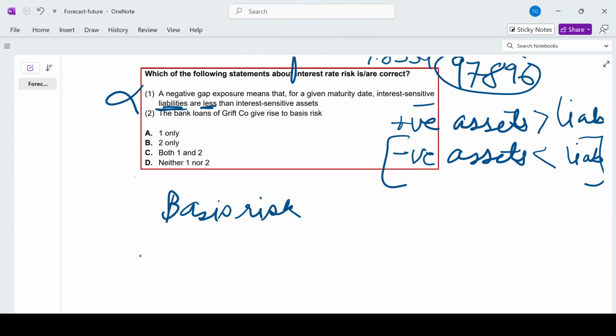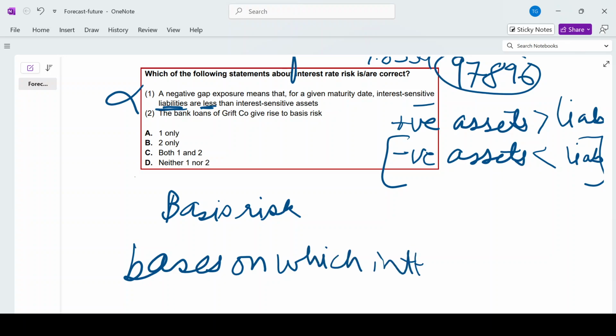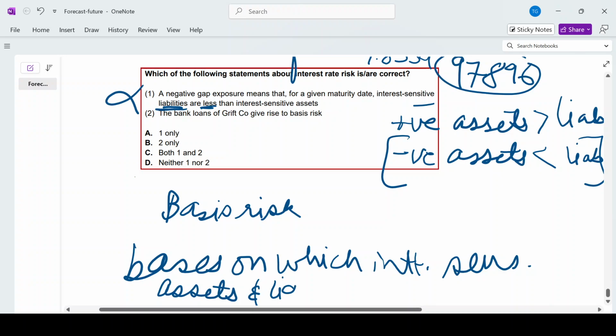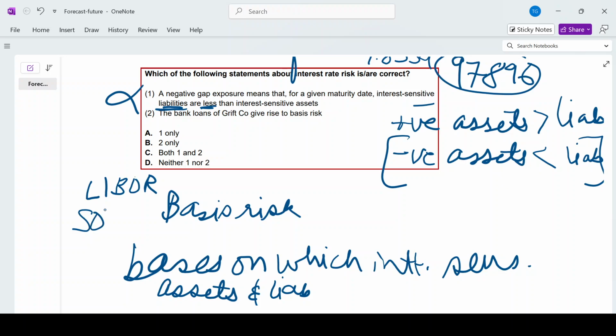You have different sorts of bases on which interest sensitive assets and liabilities can be based. You have different bases. You have the LIBOR, London Interbank Offer Rate. Then you have a rate called SONIA. Then you have a rate called SOFR. So these are the sterling overnight financing rate. So these are a few bases on which you will usually find interest sensitive assets and liabilities to be based on.